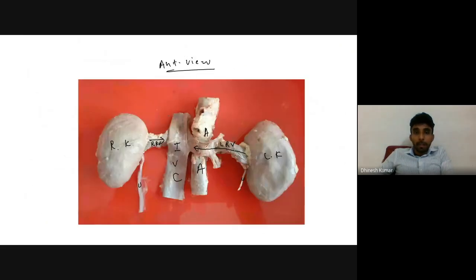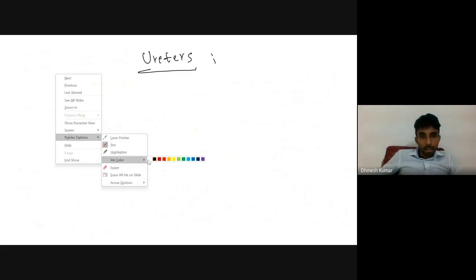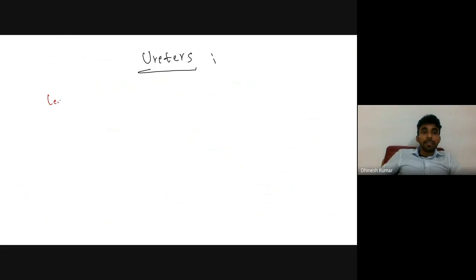Please remember, sometimes they may tie this structure. They may tie the ureter. Okay. Sometimes ureter may be tied. And the sub-question for the ureters may be, length of ureters. What is the length of ureter? Yes, it is approximately 25 centimeter. Okay, about 25 centimeter. And what are the 2 parts of the ureters?